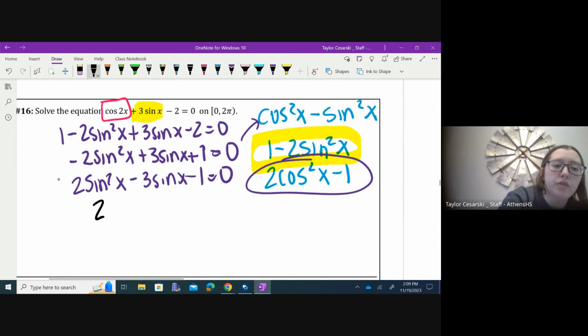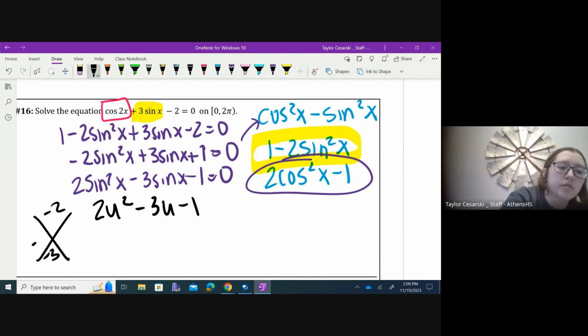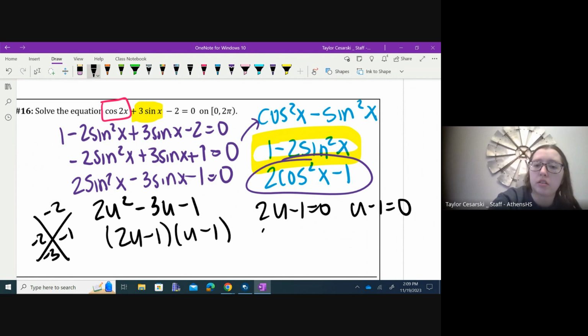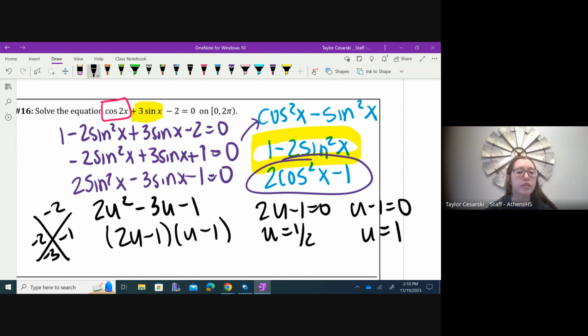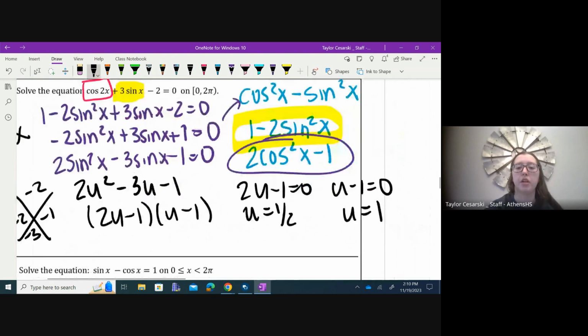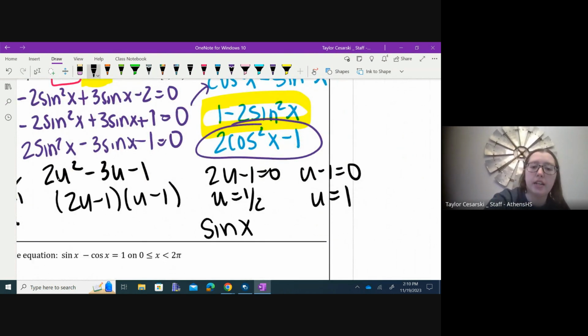If it helps, you can rewrite them with your u's. Factor. I end up getting 2u minus 1 and u minus 1. When I set these equal to 0, I get u equals positive 1/2 and u equals 1. Well, what did u really represent? U represented sine of x here. So I'm going to go back and say I really want where sine of x equals 1/2 and sine of x equals 1.